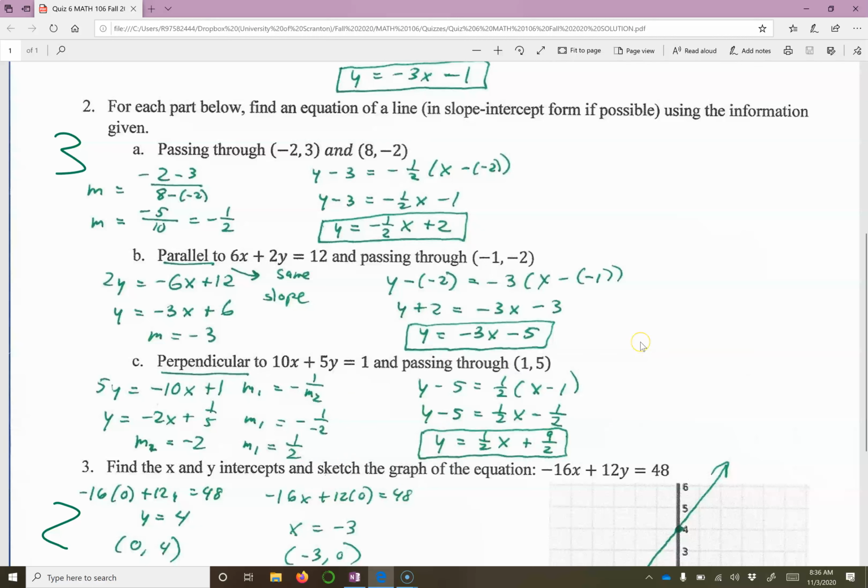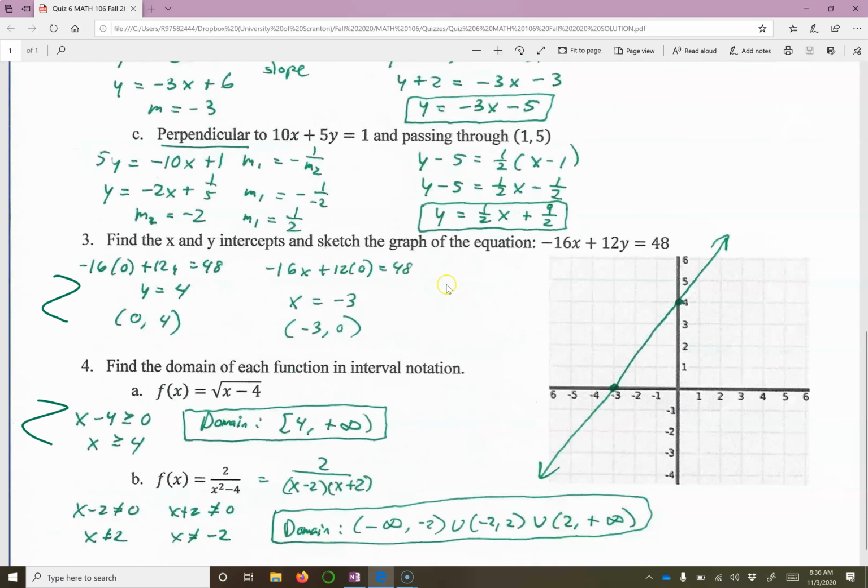One of the things that's going to be super important, and it's why I had so many line questions on here, is that's something that you're going to use a lot in your business courses or in your psychology courses going forward. So it's important you understand at least the basic mathematics of a line. All right, so they were all section 2.3 questions.